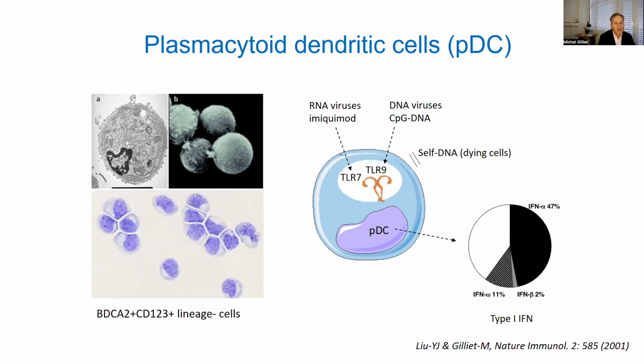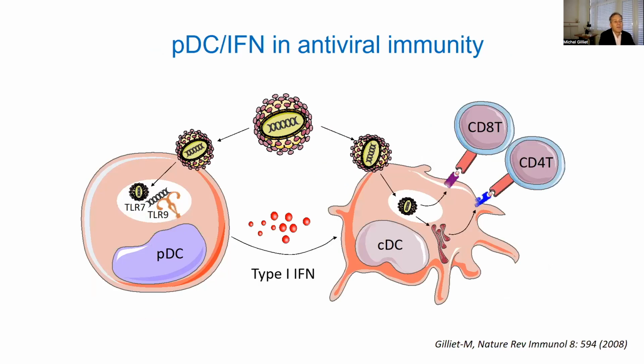It has been shown that about 70% of the transcriptome of activated PDC is dedicated to type 1 interferons, with production of interferon alpha, interferon beta, and interferon omega. So upon activation and production of type 1 interferons, PDC play a key role in antiviral immunity. On one hand, type 1 interferons block viral replication and entry into cells. And on the other hand, it shapes antiviral immunity.